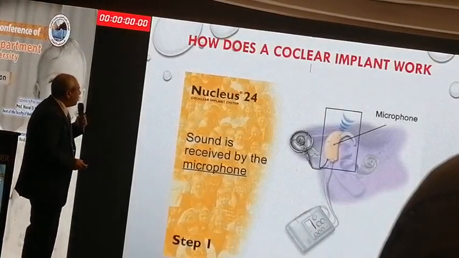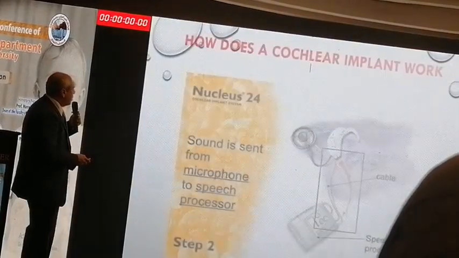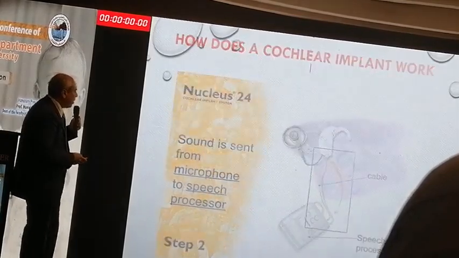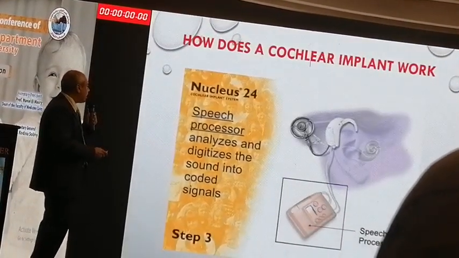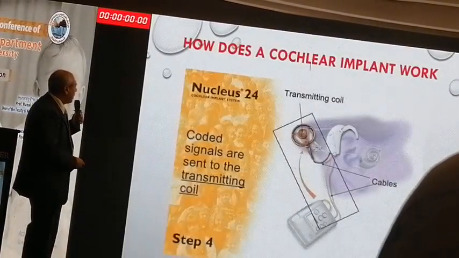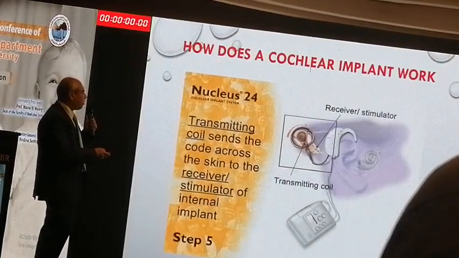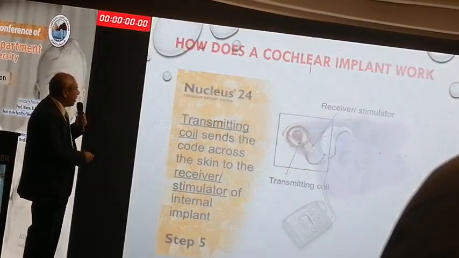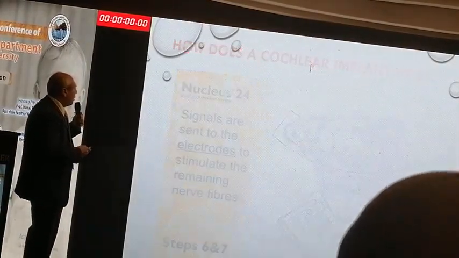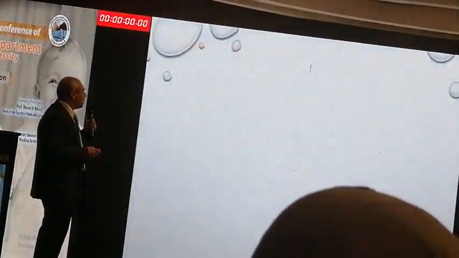How does a cochlear implant work? The sound is received by the microphone. The microphone sends the sound to the processor, which in turn digitizes these sound waves into coded signals and sends them to the transmitter. The transmitter sends these signals across the skin to the receiver stimulator of the internal part. These signals travel along the electrode array to stimulate the remaining nerve fibers in the cochlea. Electrical impulses are then sent across the cochlear nerve to the auditory area in the brain to be interpreted as sounds.